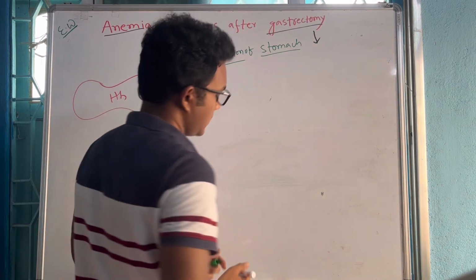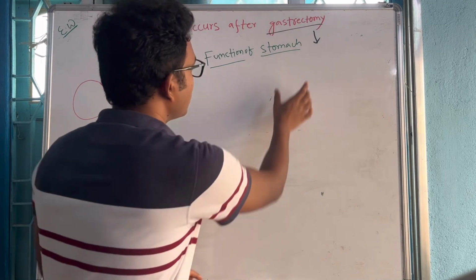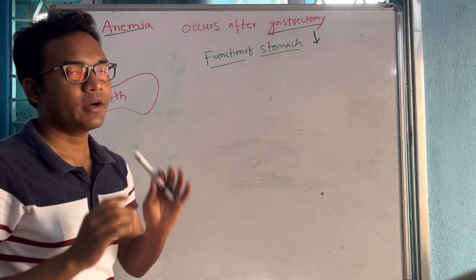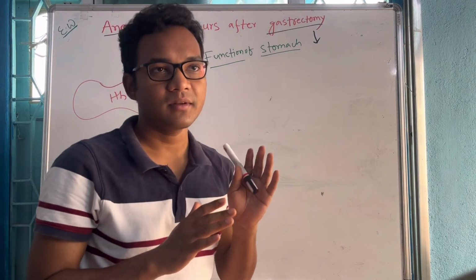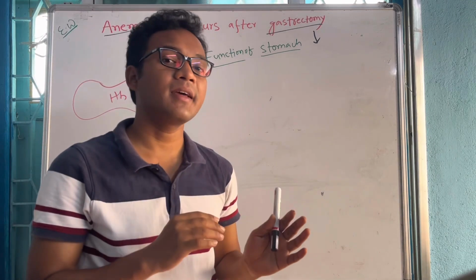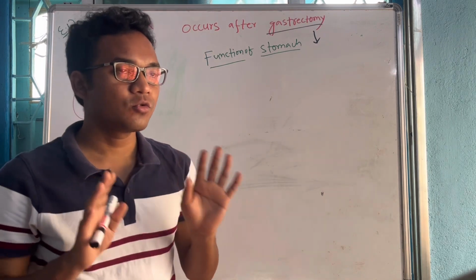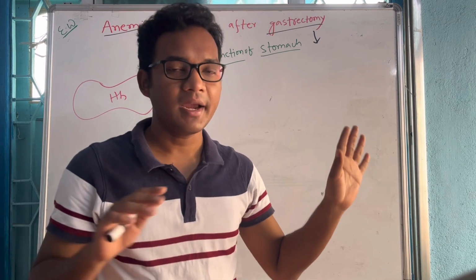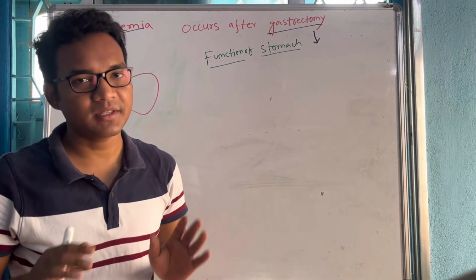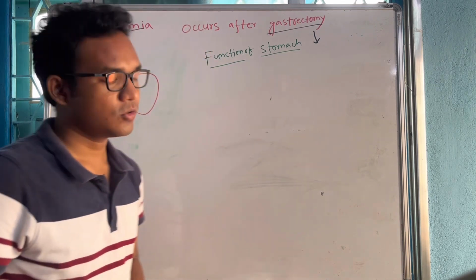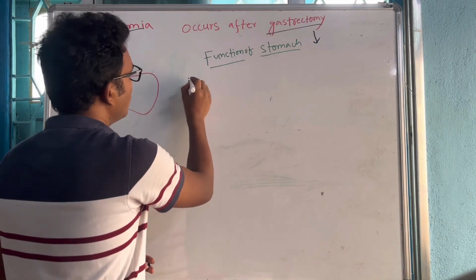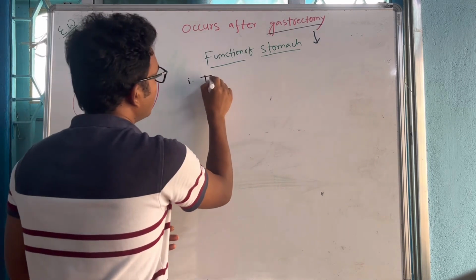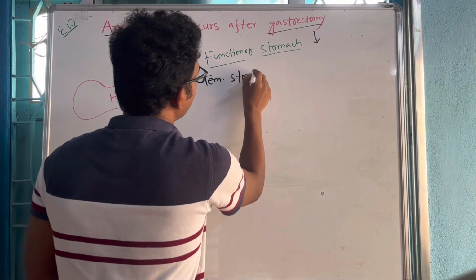What is the function of stomach? After that, we will try to relate gastrectomy with anemia. You know, in Viva, if it is asked what is the function of stomach, and another time it is asked what are the essential functions of stomach, the two are different things. If they ask what is the essential function of stomach, the answer will be one thing, and if they ask what is the function of stomach, the answer will be another. Okay. So what is the function of stomach? We all know the main function of stomach is the temporary storage of food.